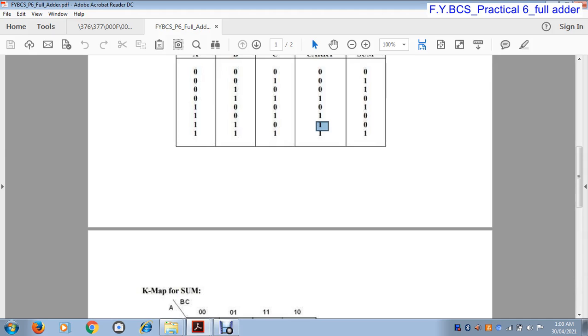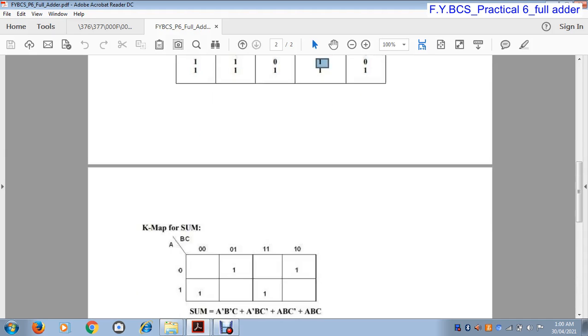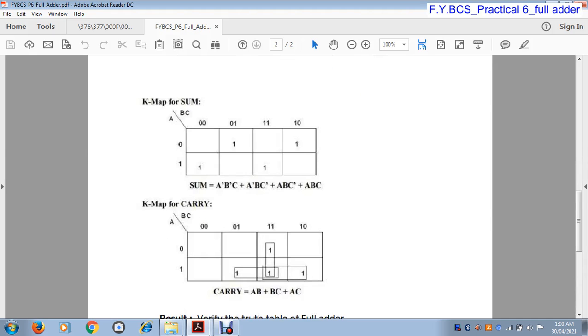And for this one, the condition is A1, B1, C1, all three are 1. So in this way, we can draw the K map for carry. So now we write the logical equations. Here first for this pair, 0 and 1 get cancelled, so here B and C. So the equation for this pair is B and C.